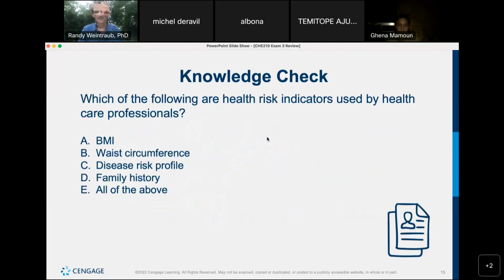Okay, the following are health risk indicators for healthcare professionals. Body mass index is a very simple measure; we just need height and weight. Waist circumference tells us about the distribution of weight and gives a little bit of data on body type. Disease risk profile and family history are also indicators.